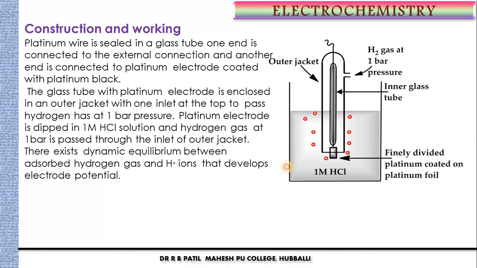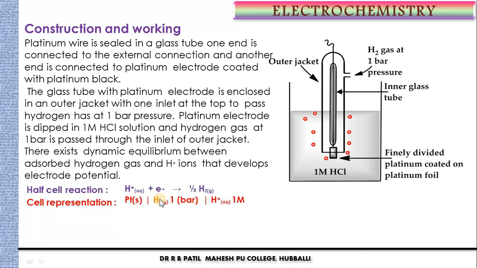Now let us write the half cell reaction, the reduction reaction. So here H plus gains 1 electron to form hydrogen gas. H plus from the solution gains 1 electron and is converted to hydrogen gas. Now let us represent this cell. Actually we have written the reduction half cell reaction, but we represent it as an oxidation half cell. Even in NCERT it is given like this only, that's why I gave this.